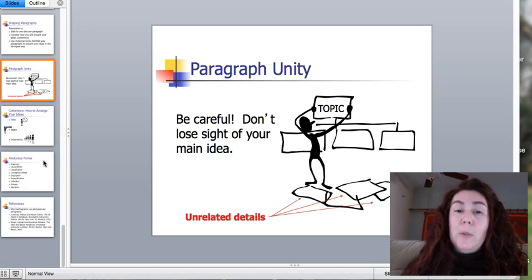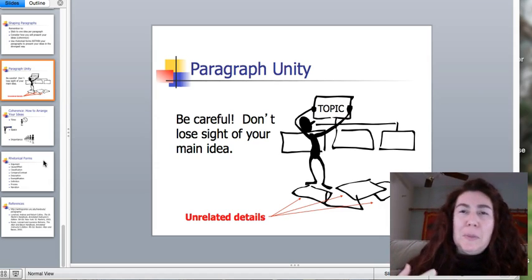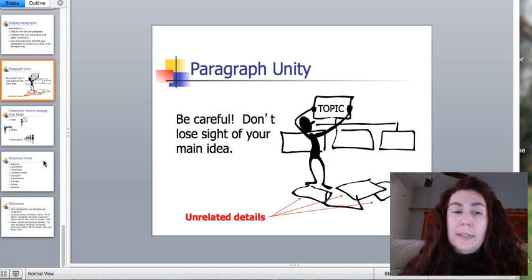Okay, so the first idea is paragraph unity. Always make sure that everything in your one paragraph talks about and supports and explains that one topic sentence. If you do that, your paragraphs will be very nicely formed. You won't be wondering, oh, should I make a paragraph here? Should I start a different one here? It will be very clear, not only to you, but to your reader.